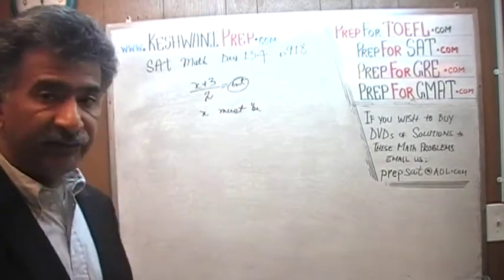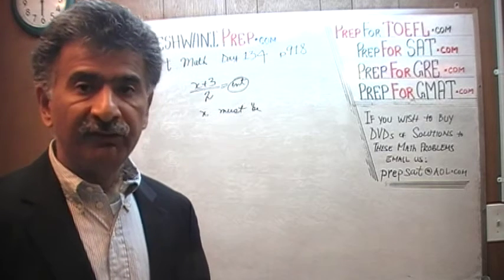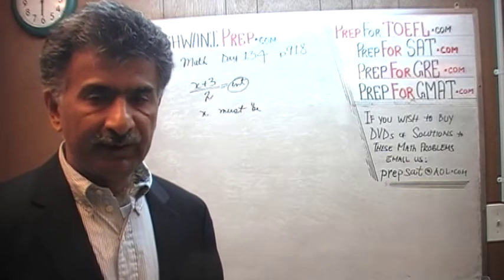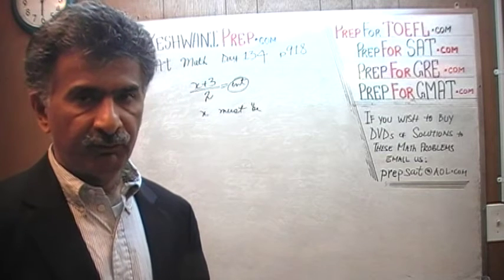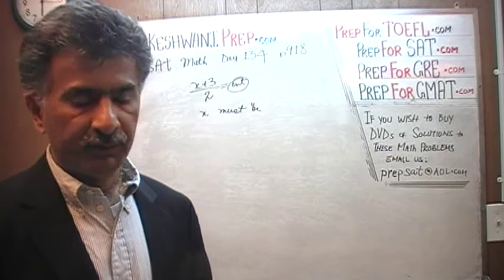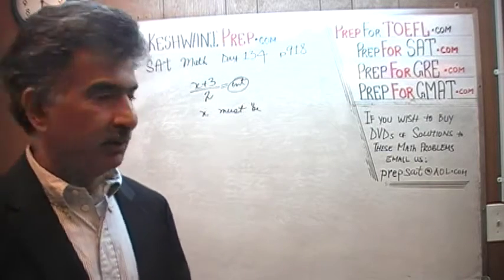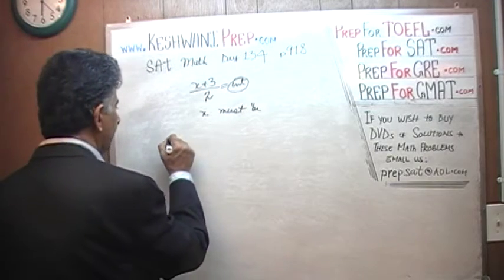C says that x must be multiple of 3, which is pure nonsense, because we just saw that x equals negative 11 works, x equals negative 1 works, x equals 1 works, and none of these were multiples of 3. So C does not work. D claims that x must be an even integer. Let's find out. X must be an even integer.